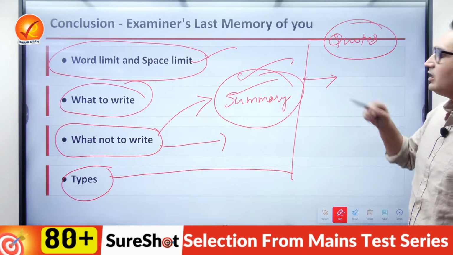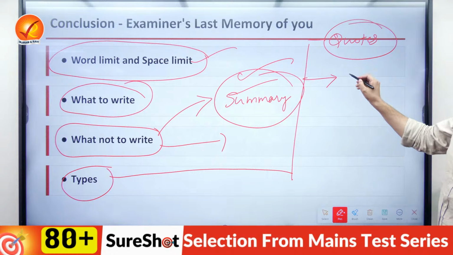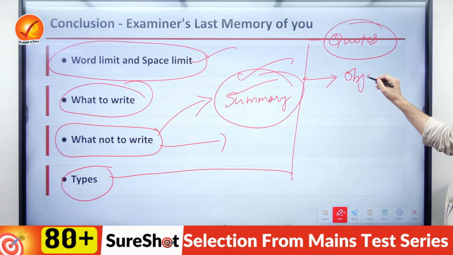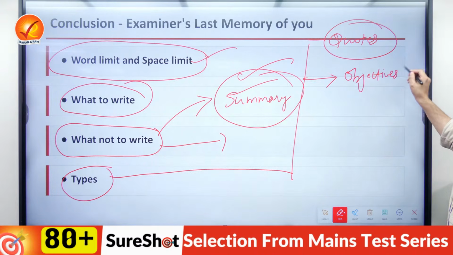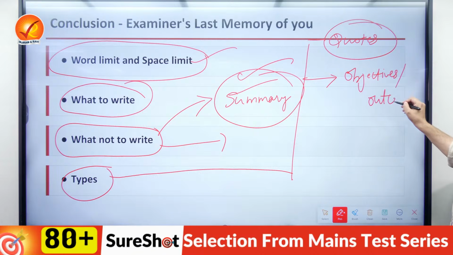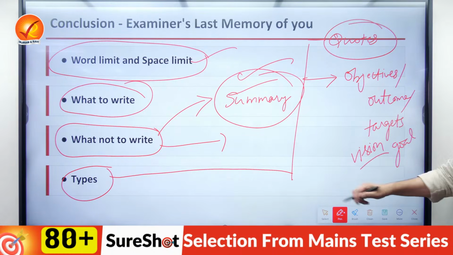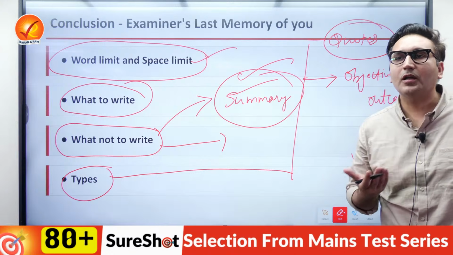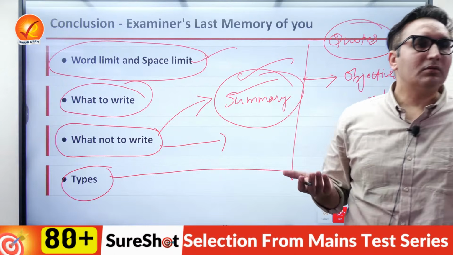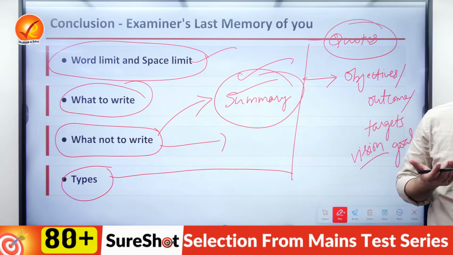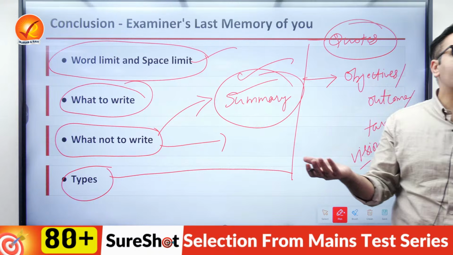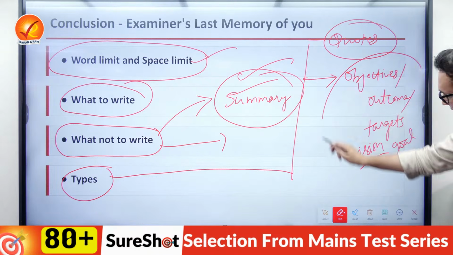Then another type is objectives or outcome or targets or vision or goal, right? Viksit Bharat, increasing or doubling farmers' income, vision of Sagar, right? Sustainable development goals. So all those things you can link into the conclusion.